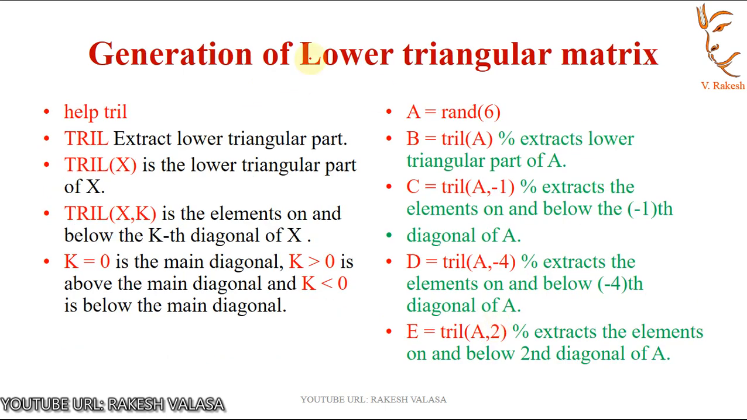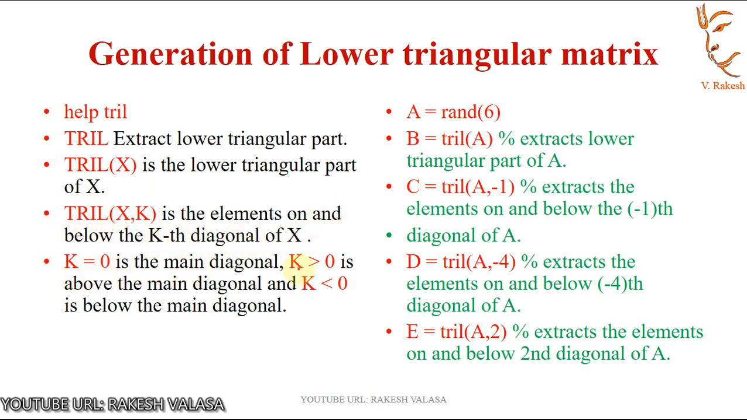Next one is generation of the lower triangular matrix. If you want clear details about the lower triangular matrix, you can type help tril in the command window. It displays the clear details about the lower triangular matrix in MATLAB. tril means extract the lower triangular part. tril of x is the lower triangular part of x. tril of x comma k is the elements on and below the kth diagonal of x.